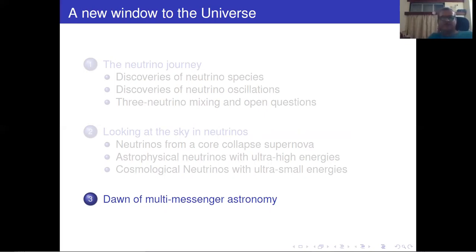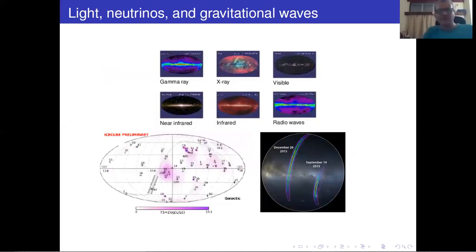Okay. So by multi-messengers, I'm right now referring to three different messengers. One that you see on top in these six figures are different forms of light. You look at the sky at different wavelengths: gamma rays, X-rays, visible light, infrared, radio, and so on. And what you see here in these pictures are actually pictures of the sky in these different bands. So it's the electromagnetic spectrum.